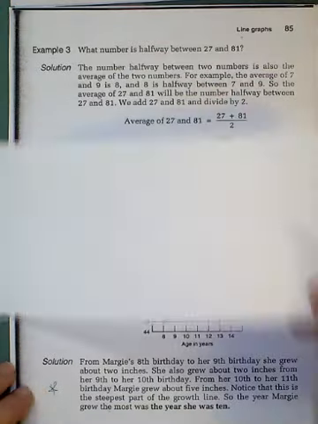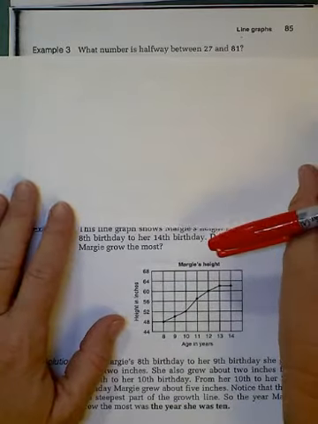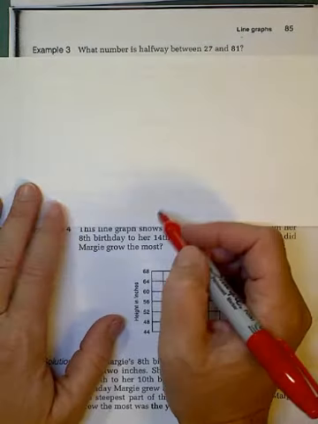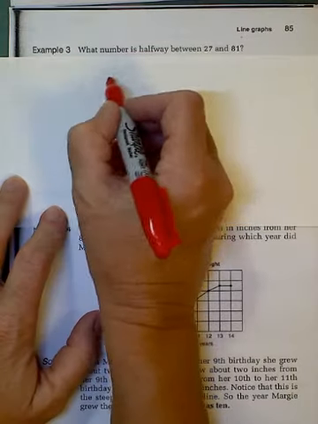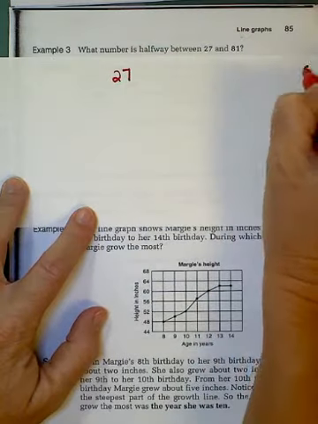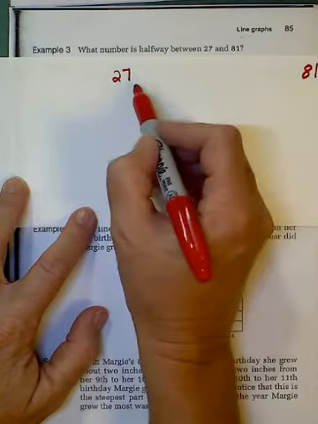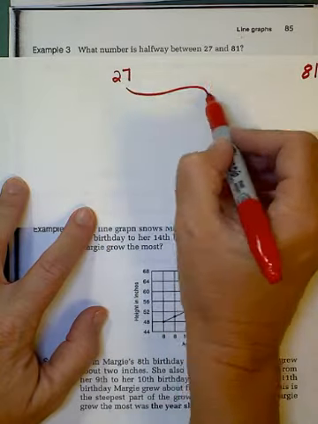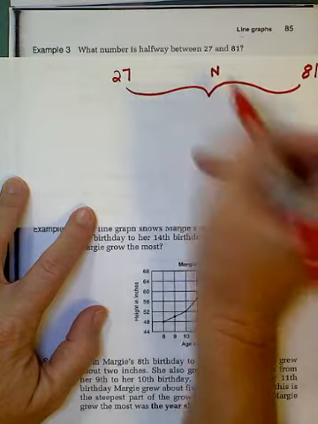Let's look at a slightly different problem now that does still involve the idea of averages. In this case, we're asked what number is halfway between 27 and 81. So we've got some number 27, we've got some number 81, and maybe this is along a number line, and we are being asked what number is exactly halfway in between.